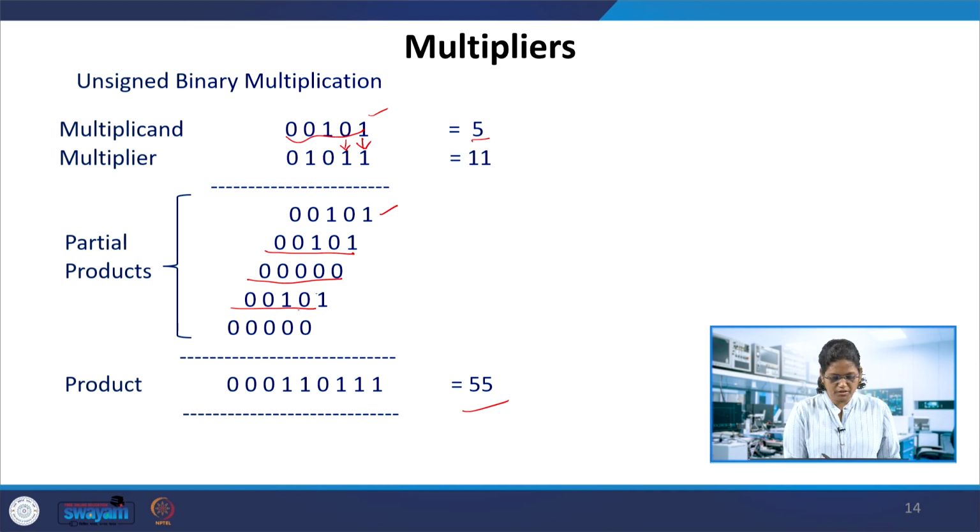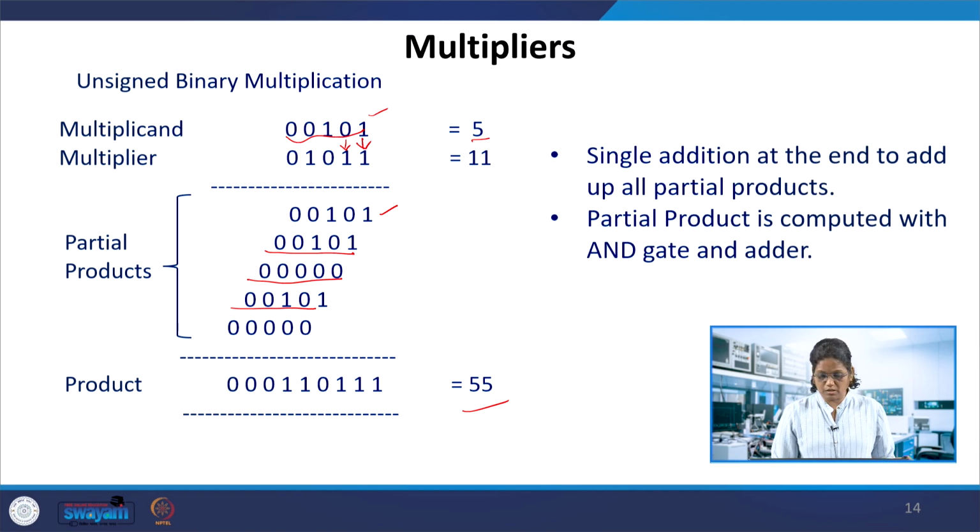In this approach we generate all the partial products and add all of them at one time. To speed up the multiplication process, either we have to reduce the additions or the multiplications. In this case, we have a single addition at the end to add all the partial products. The partial products are computed with AND gates, and then the product is computed with addition. So this is the conventional method.